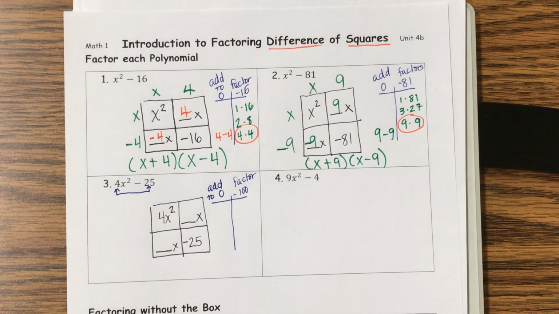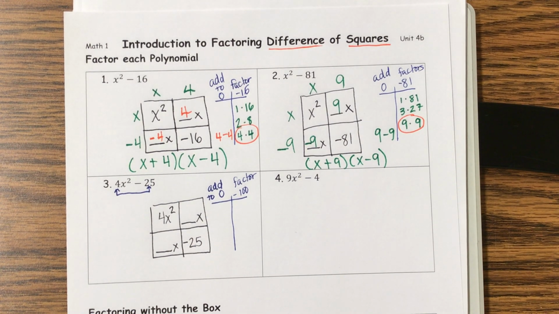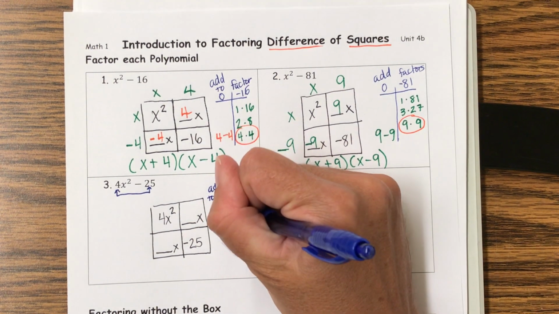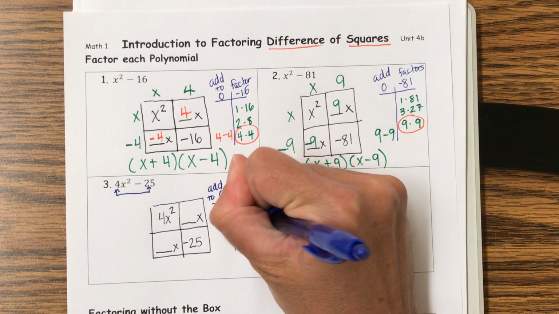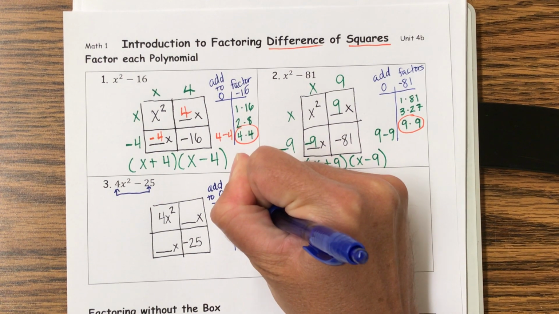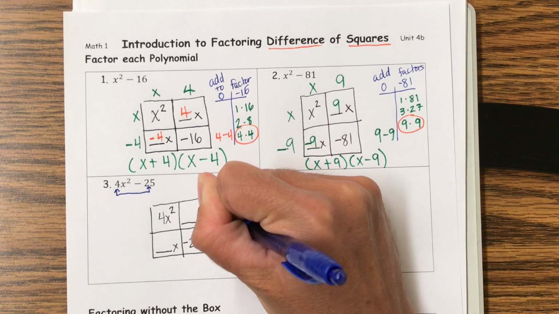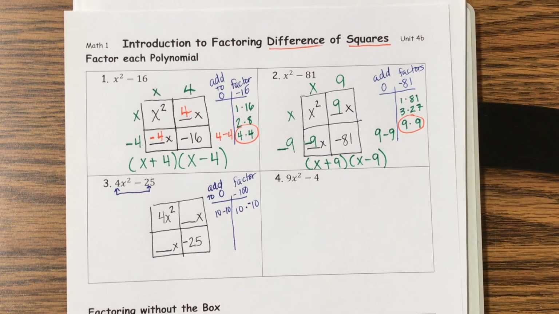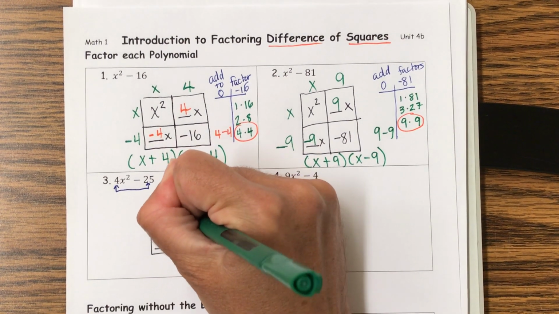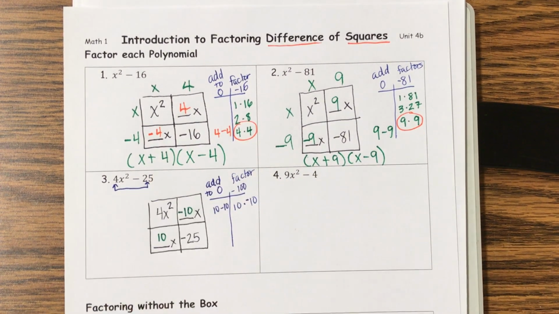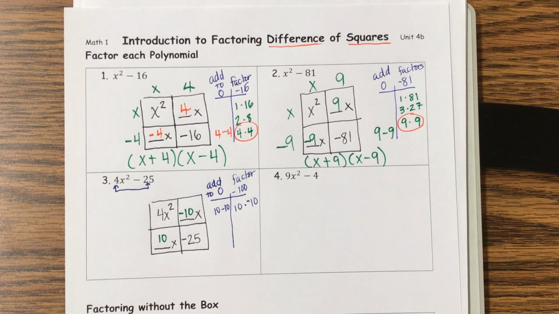So factors of negative 100 that are going to add to 0, well, the only way that I'm going to get them to add to 0 and cancel each other out has to be a 10 times a 10. One of them's got to be a positive and one of them's got to be a negative. So negative 10, positive 10.